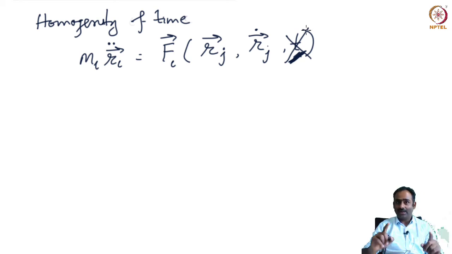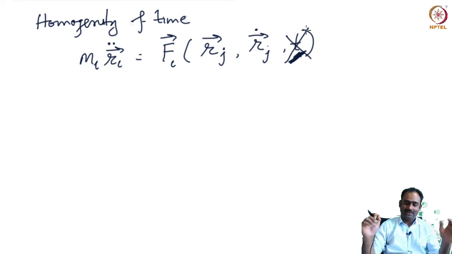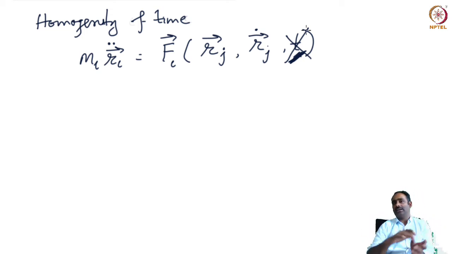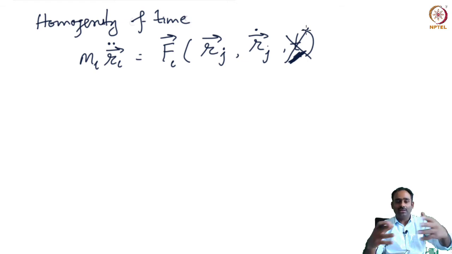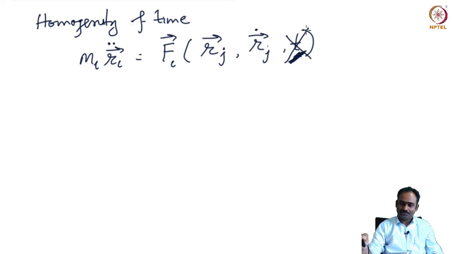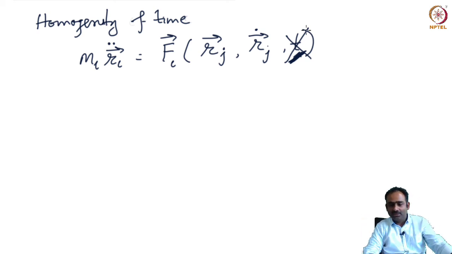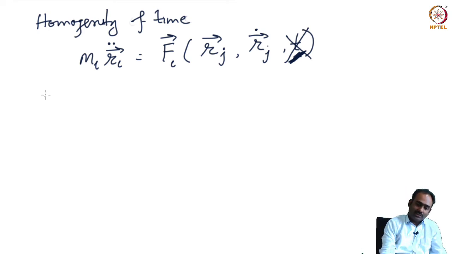Now remember, I am talking about a system which is isolated from all other things. The system is self-contained. There are no external forces on the system. Whatever forces individual particles are experiencing are due to all other particles in the system. That's very important. Otherwise, what I'm saying is not true. So that's nice. We have said that the forces in an isolated system cannot be a function of time. That's already progress. Let's see what homogeneity of space implies.